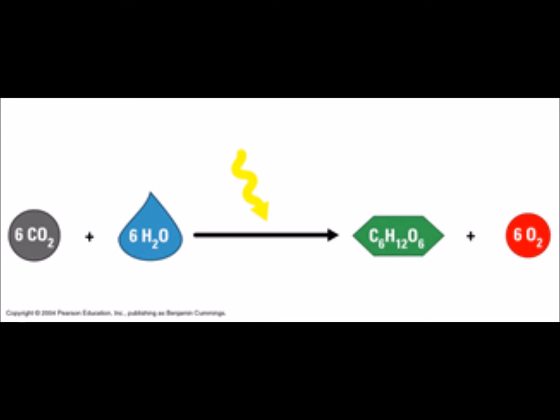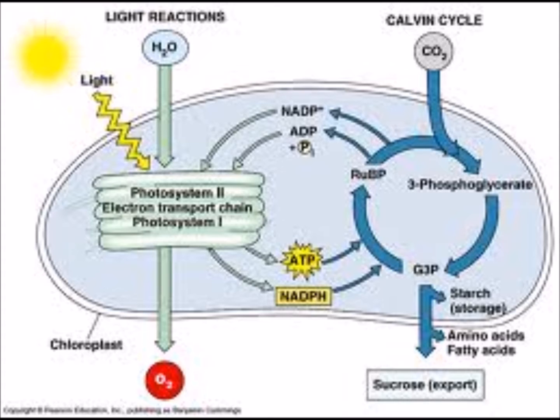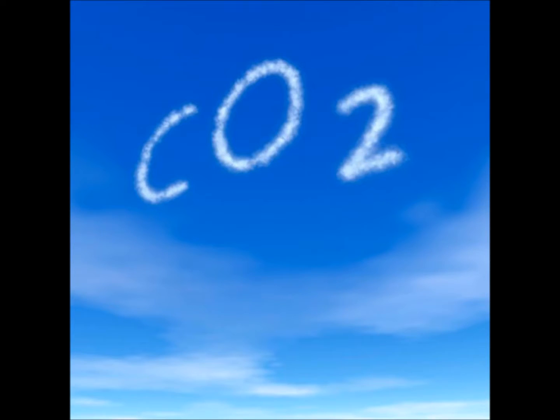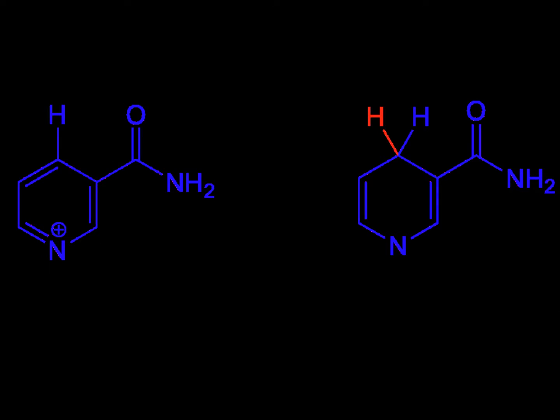The general equation for photosynthesis is CO2 plus H2O plus light energy yields C6H12O6 plus O2. This is a biochemical pathway, meaning that the inputs of one are the outputs of the other. Requirements for photosynthesis are water, carbon dioxide, sunlight, NADP, pH, and ATP.